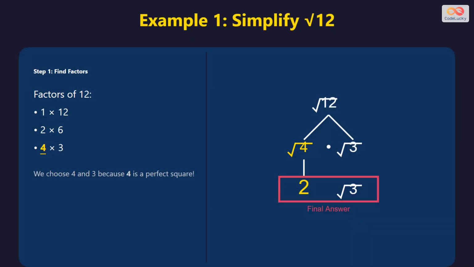Let's try an example with the square root of 12. First, list the factors of 12. We have 1 times 12, 2 times 6, and 4 times 3. We look for the pair that contains a perfect square. 4 is a perfect square. So, we rewrite the square root of 12 as the square root of 4 times the square root of 3. Since the square root of 4 is simply 2, our final answer is 2 times the square root of 3.